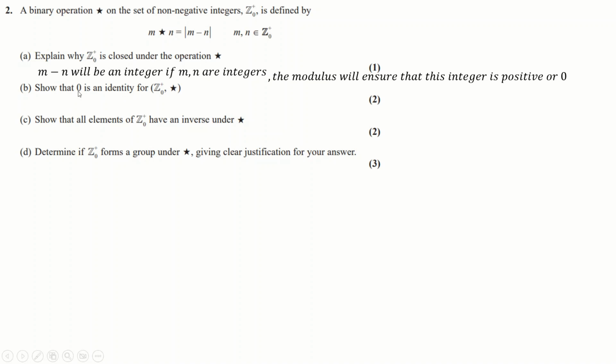Show that 0 is an identity. So okay, if we do m star 0, which I'm going to represent as a block here, because like I said, I couldn't do stars, m star 0 is m minus 0 modded, which is just m modded, which is m.